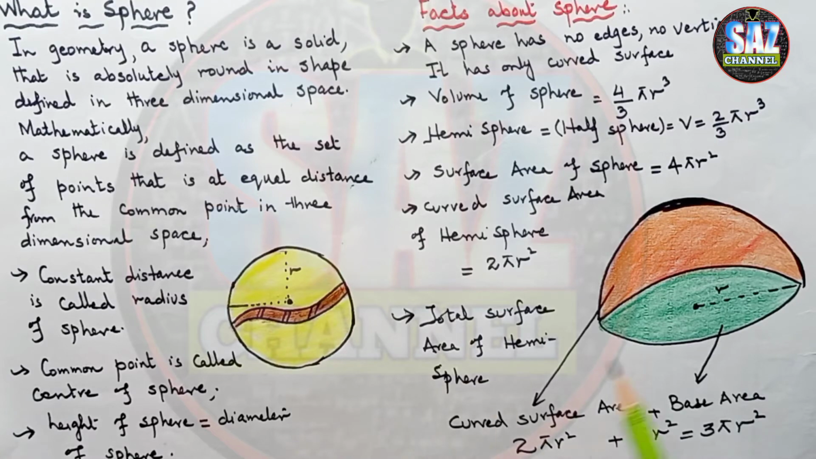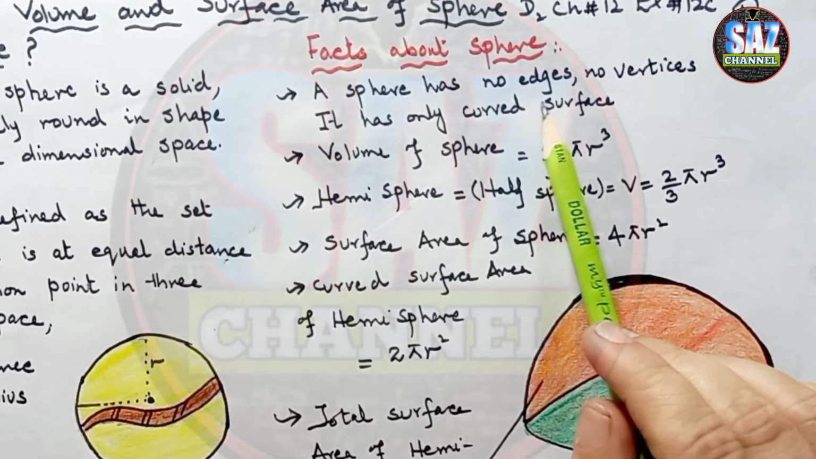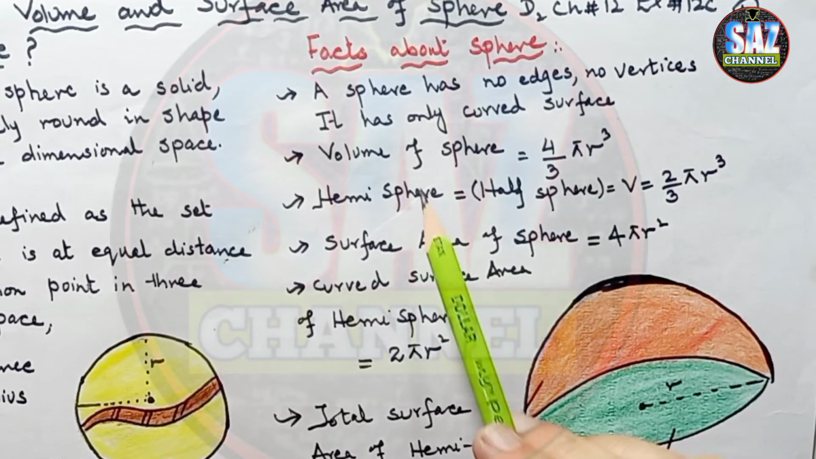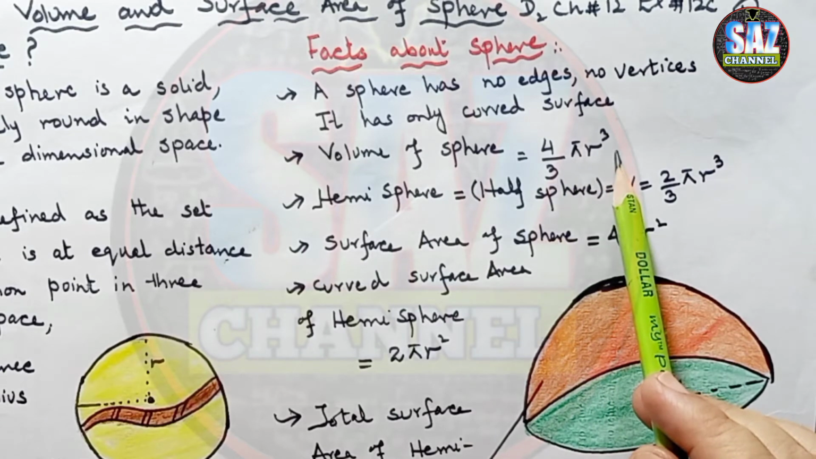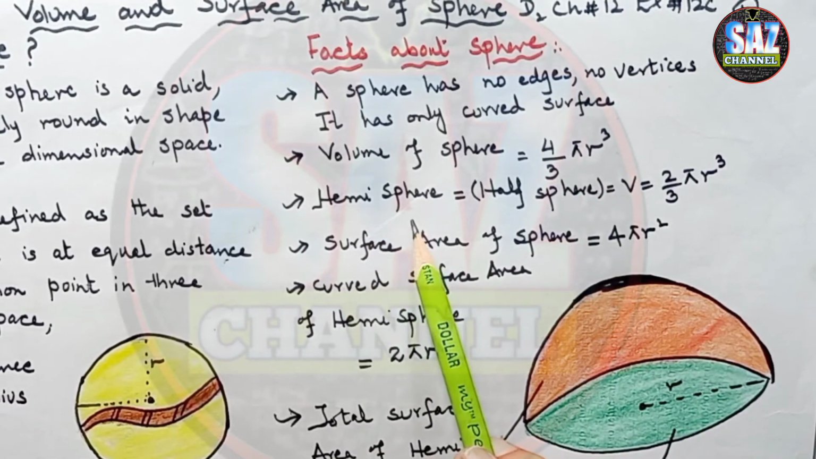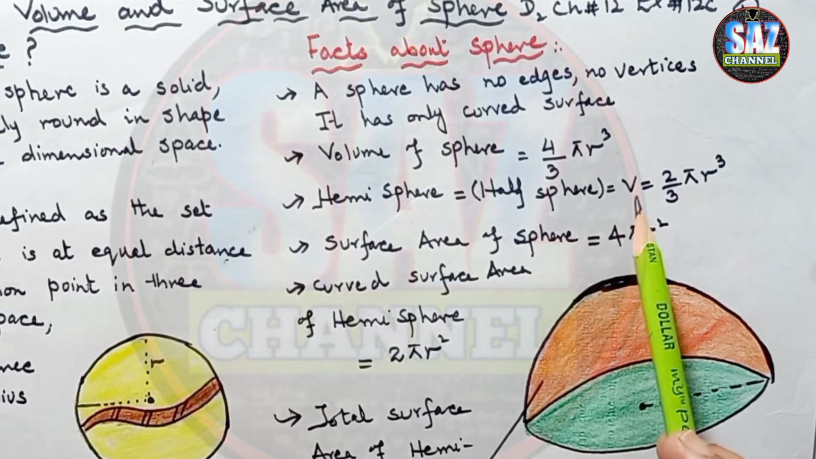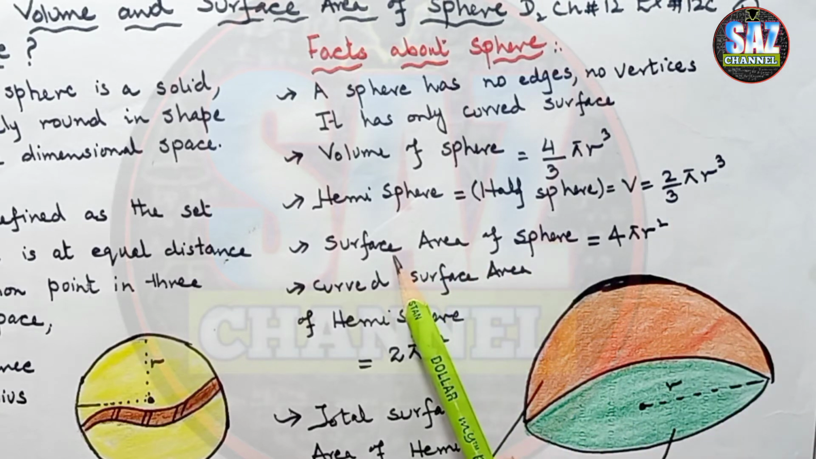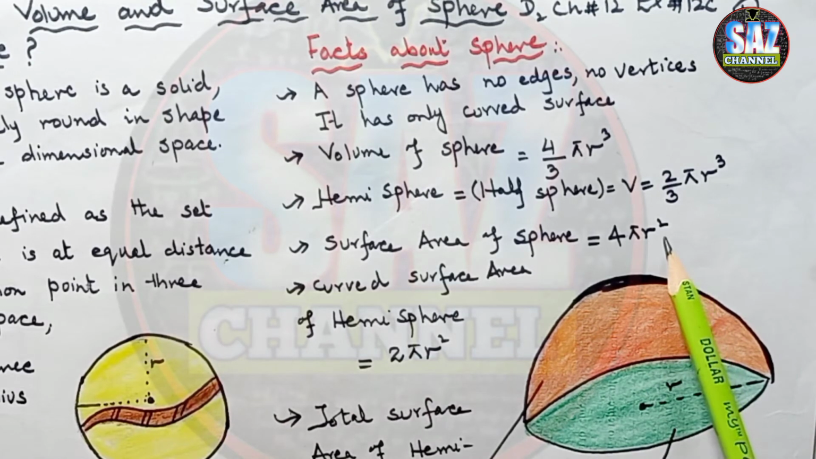Now let's talk about some facts about sphere. A sphere has no edges, no vertices, and it has only the curved surface. The formula for the volume of a sphere is 4 by 3 pi r cube. And when we talk about a hemisphere, hemi means half sphere. The formula for the volume is 2 by 3 pi r cube. And the total surface area of a full sphere, if the sphere is full, then the surface area formula will be 4 pi r square.